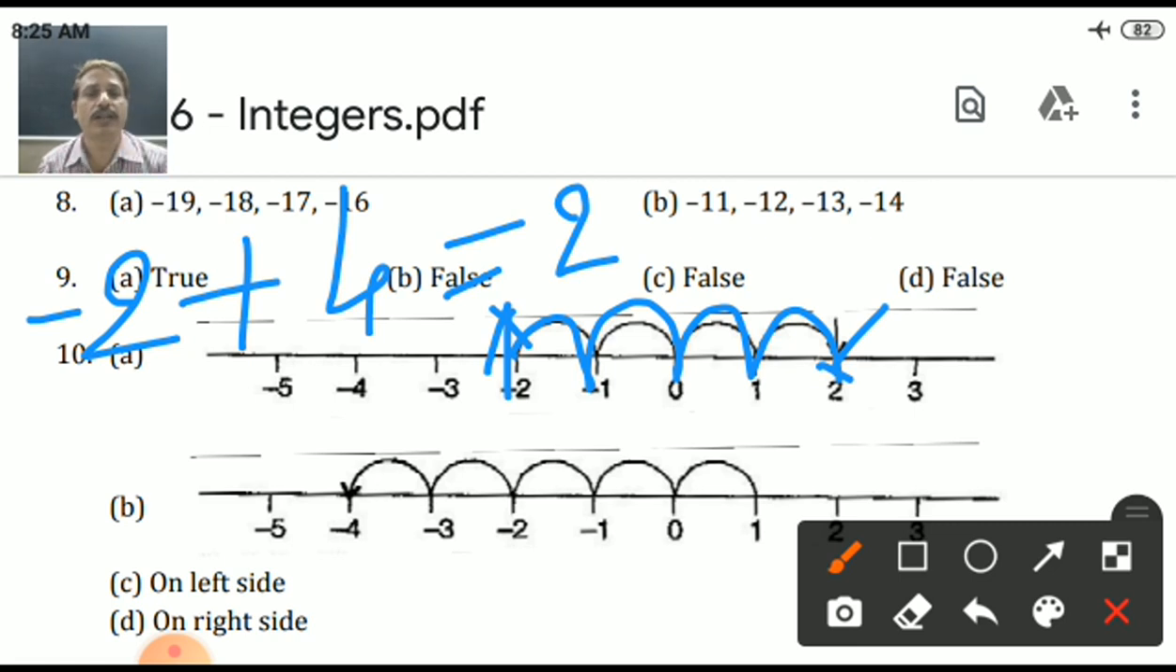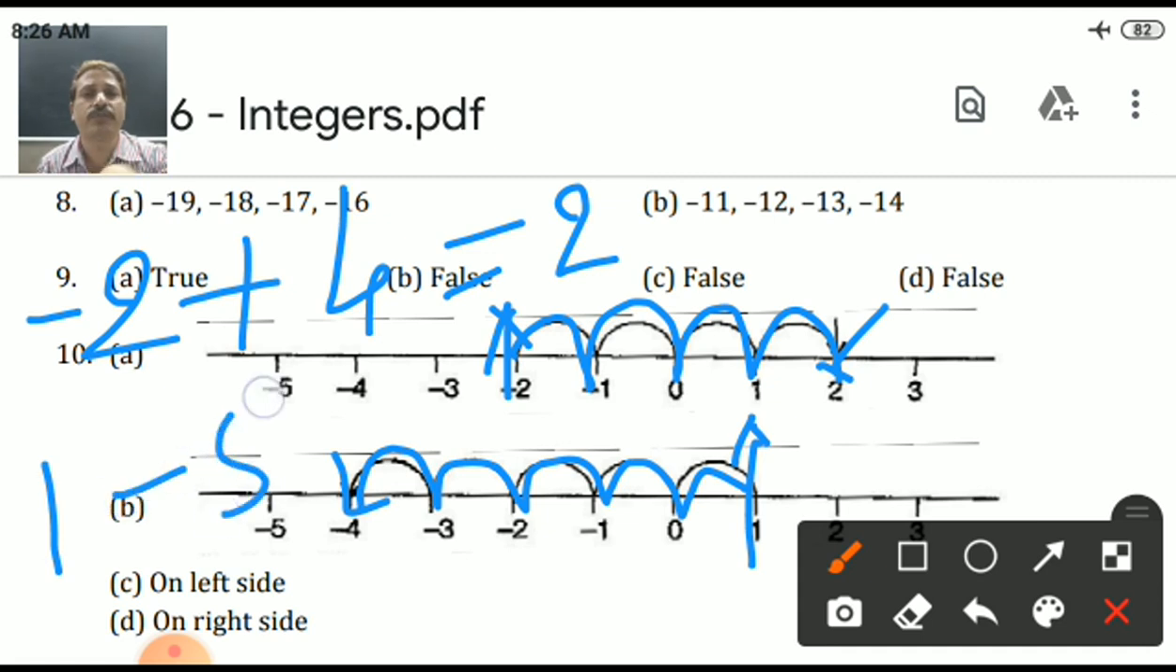Yes or no? Yes. Regarding the second one, you are on 1, standing on 1 and moving on the left side. How many steps? 1, 2, 3, 4 and 5 steps. Let's see. 1, 2, 3, 4 and 5. Is it? Yes. So you are on 1 and moving on the left side, that means minus, and you did 5 jumps. So 1 minus 5 will give me the answer -4.